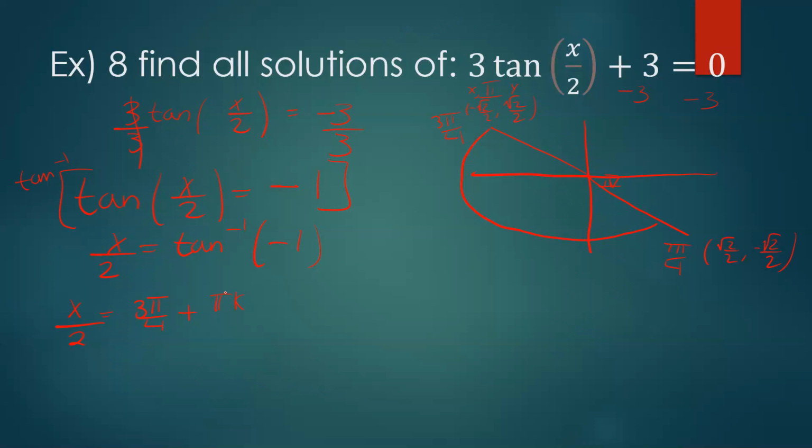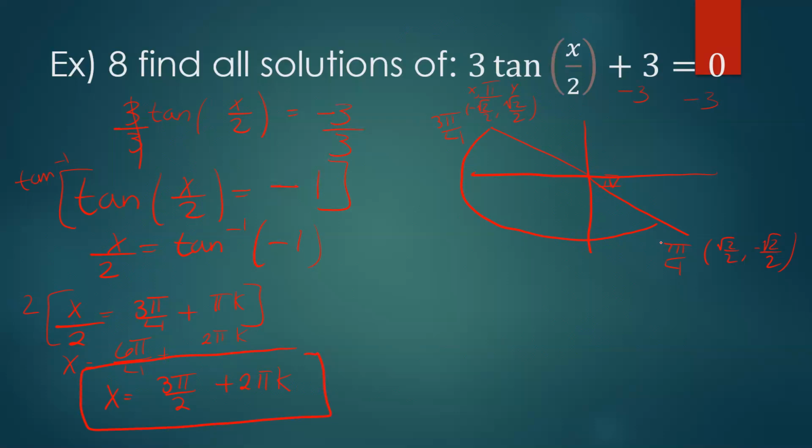And then to solve for x, you're going to multiply both sides by 2. So this would be x equals 6 pi over 4 plus 2 pi k. And then this would be reduced to what? 3 pi over 2 plus 2 pi k, right? So that's your answer for this part.